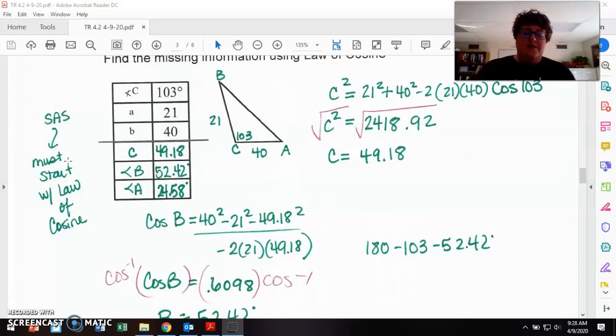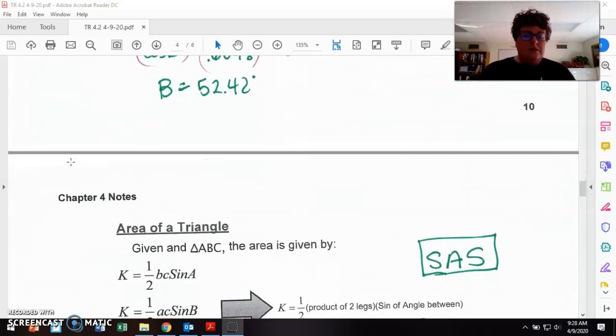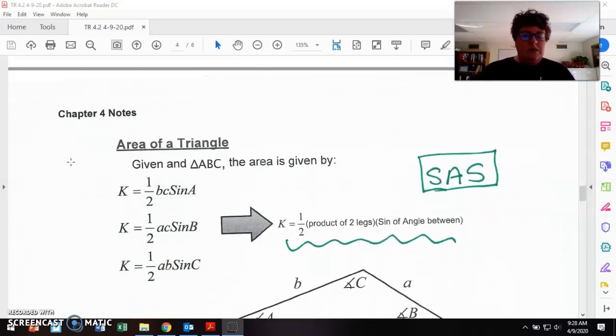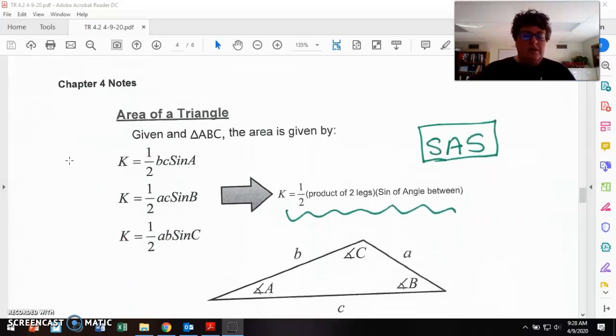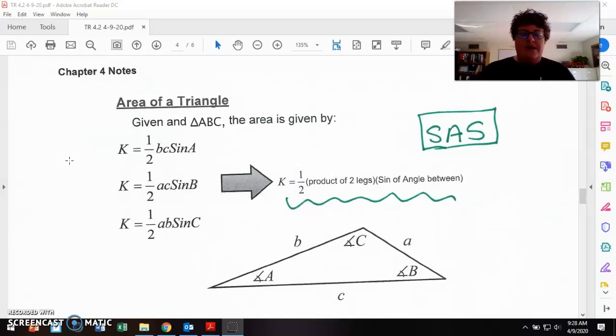And so from there we can either switch to the law of sines if we want, or I went ahead and stuck with the law of cosines. Okay. So we would then want to switch to area of a triangle.